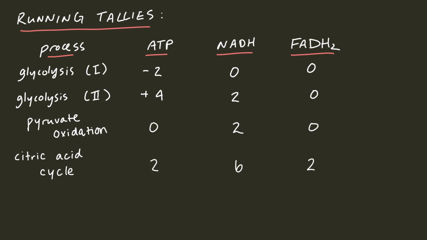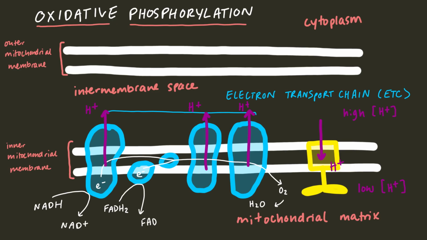For every 1 glucose, the cycle runs twice because 1 glucose molecule begets 2 pyruvates begets 2 acetyl-CoAs. So 1 glucose molecule generates 6 NADHs, 2 FADH2s, 2 ATPs, and 4 carbon dioxides in the citric acid cycle. Okay, on to the last step of ATP synthesis, oxidative phosphorylation.